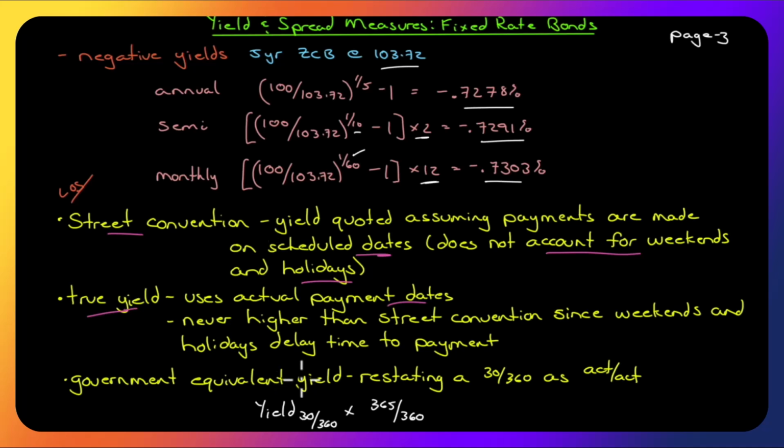And we have something called a government equivalent yield. This is for restating a bond with a day count convention of 30/360 to actual. And what we do is we take the yield, that is whatever yield we get with the 30/360, and you just multiply it by 365 over 360.